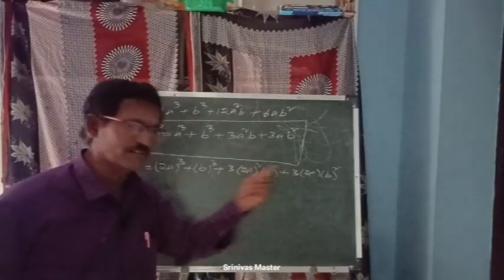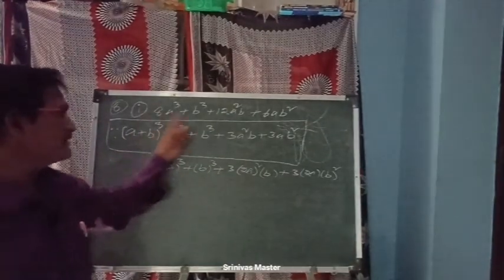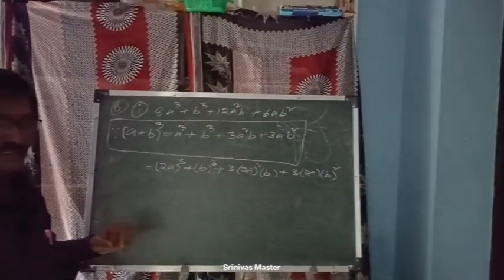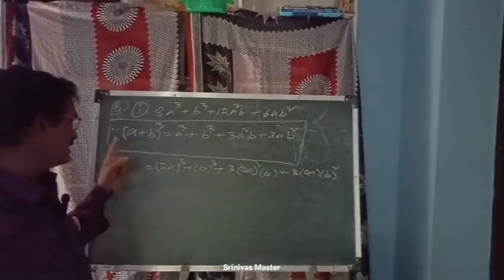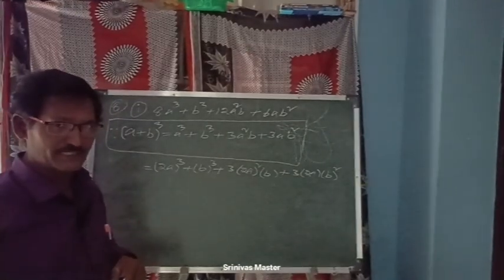Now if you open all the brackets, that means if you simplify this, is it equal to the given question or not? Just you can check it. Then only it is possible to say that a plus b whole cube. Until that you could not say that.